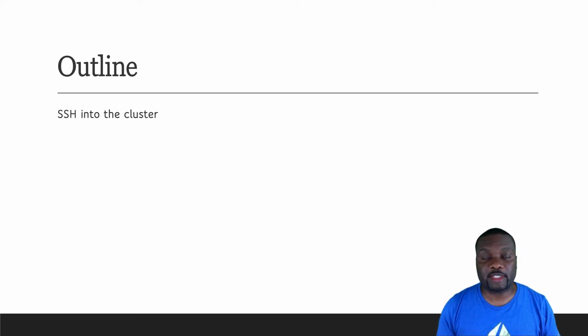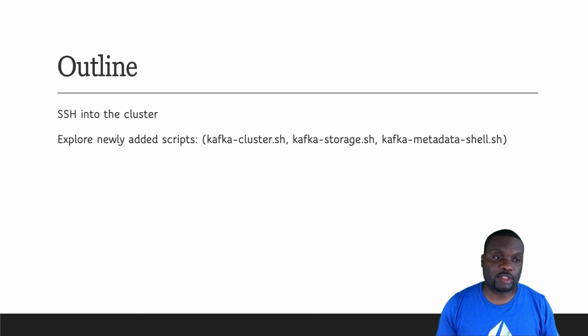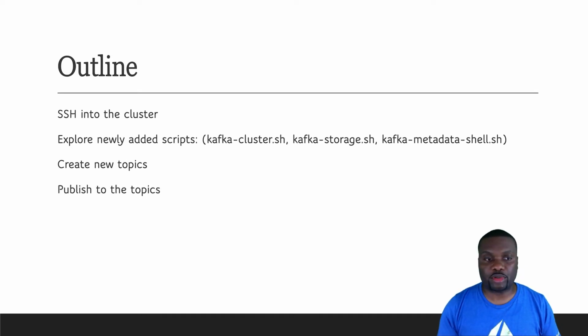The outline of today's video is that we're going to first get into the Kafka cluster, then check out some of the scripts that have been added: the cluster script, the storage script, and the metadata-shell script. These were introduced in this Kafka version. Then we're going to create a topic, publish to those topics, and show you some of the use cases using the console, then consume from those topics, and then take a look at the cluster again once topics have been created.